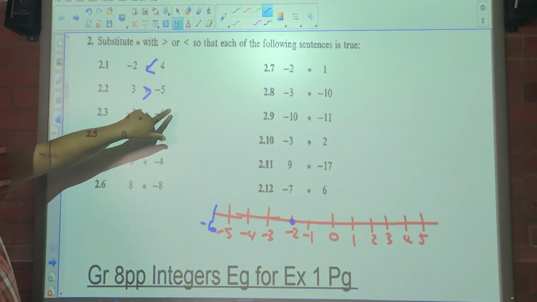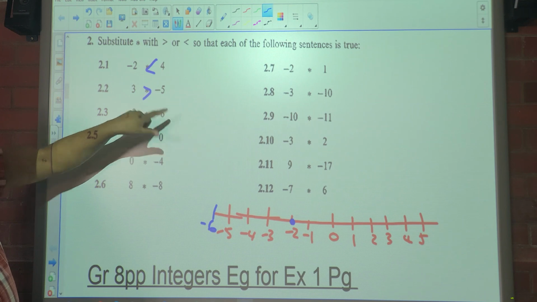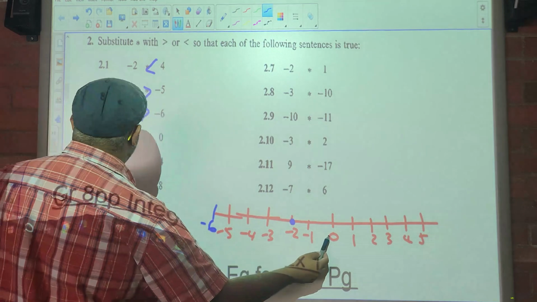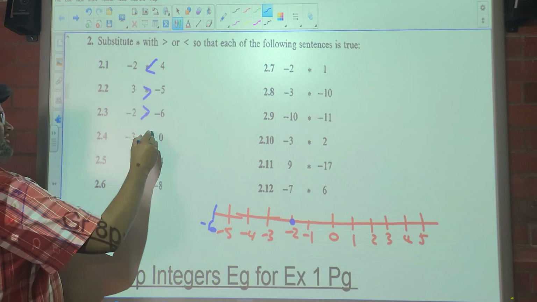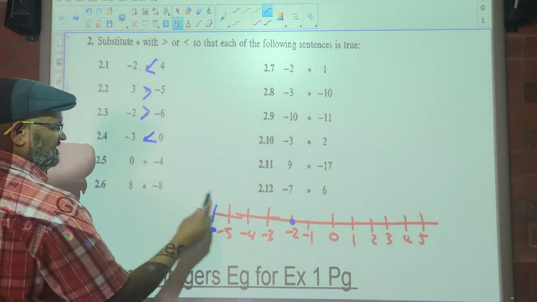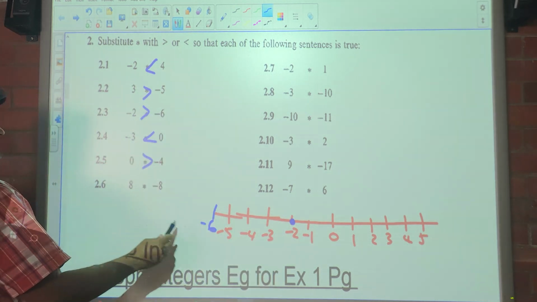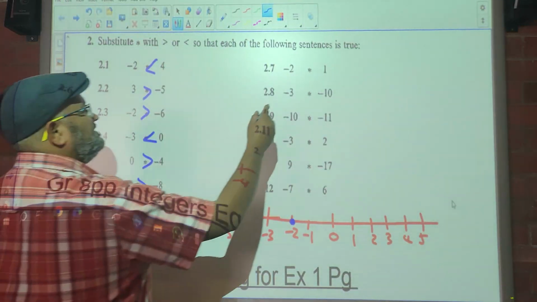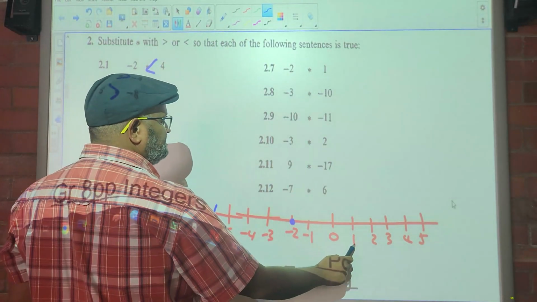Although the numbers seem to be bigger, if there's a negative in front of it, it's of course smaller. Okay, so negative 2 is greater. Between 0 and negative 3? 0. Negative 4 and 0? 0. 8 and negative 8? 8. Negative 2 and 1?